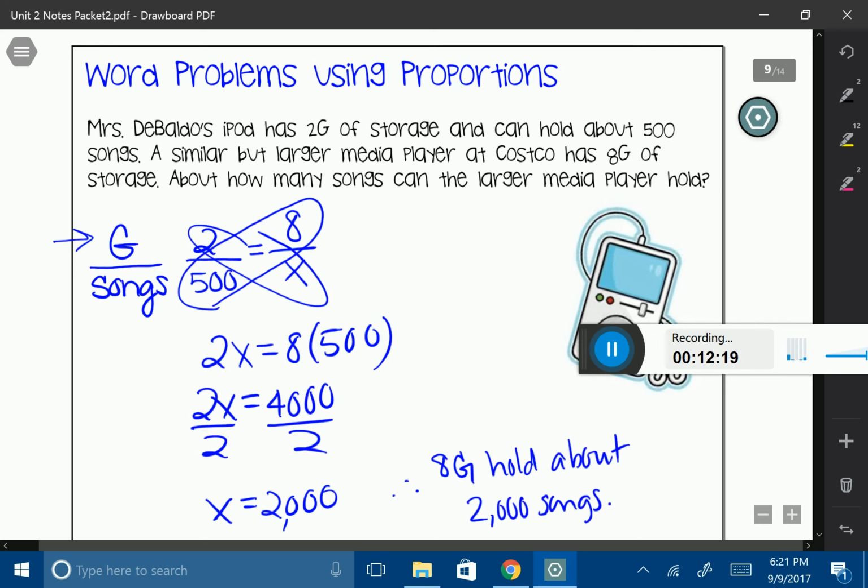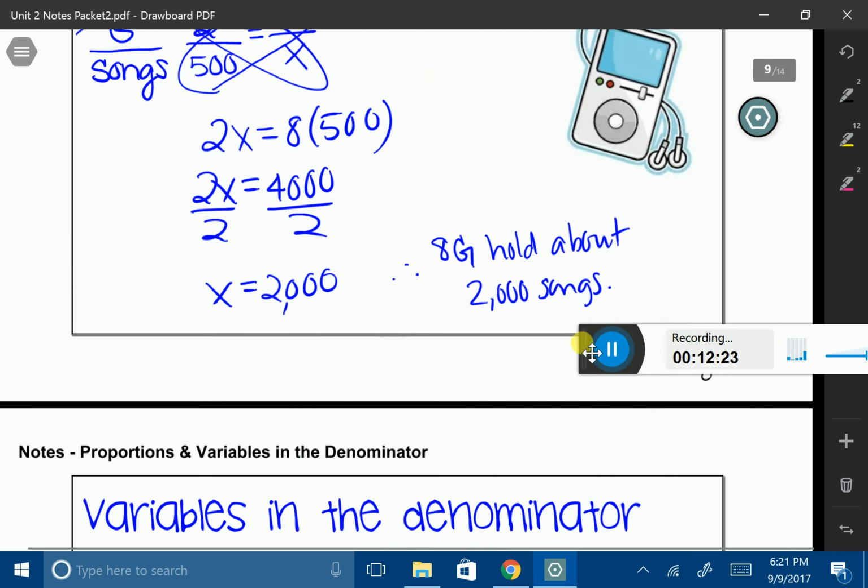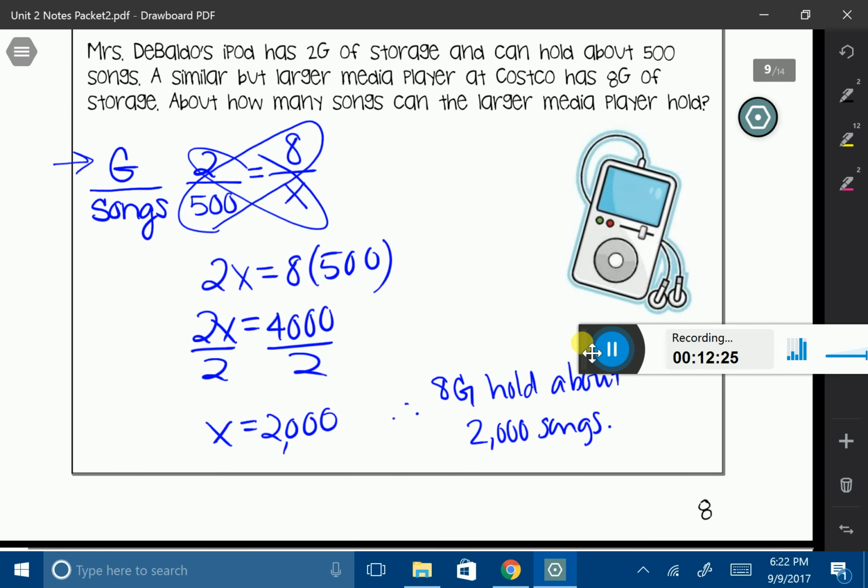So that's just showing you the application of a proportion where you might see it. All right, that is the end of our proportion section.